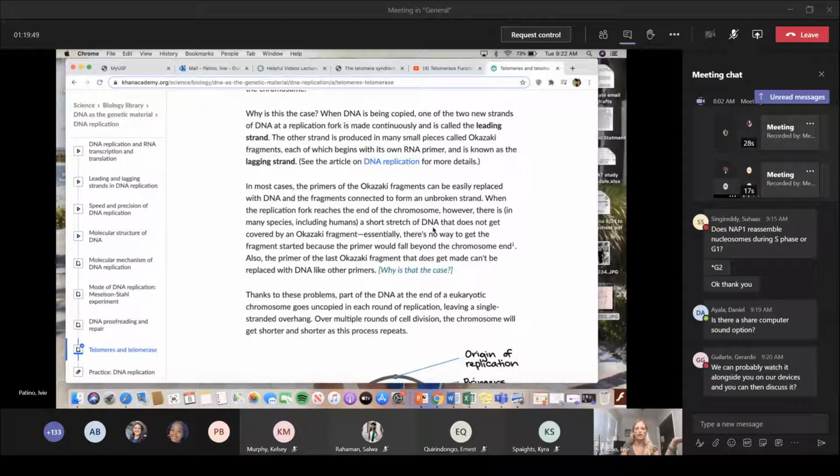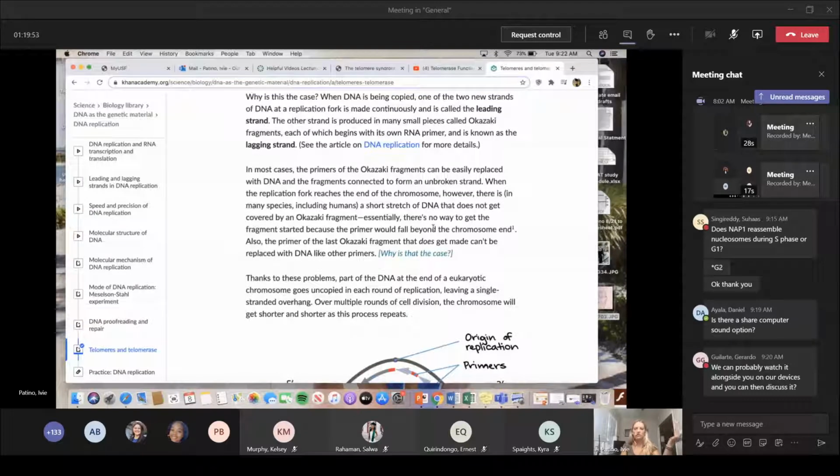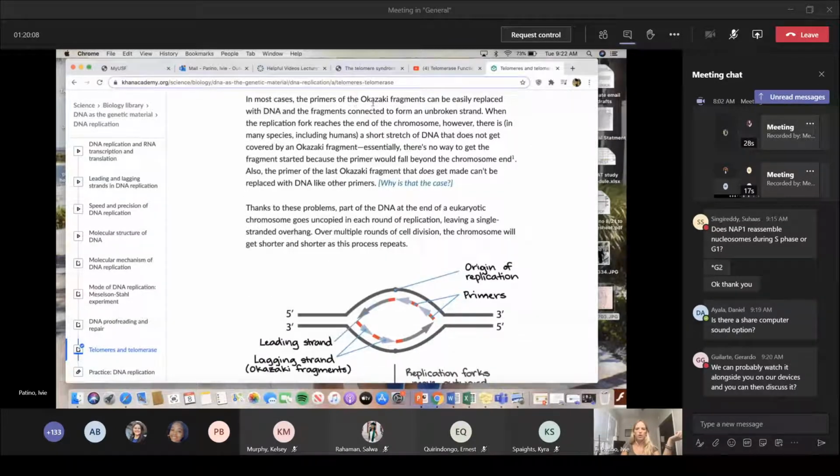So basically, we have our leading strand and our lagging strand, which is made of Okazaki fragments when we synthesize them. And we know that it begins with an RNA primer every time because DNA polymerase cannot self-initiate. In most cases, the primers of the Okazaki fragments can be easily replaced with DNA, and the fragments connected to form an unbroken strand by ligase.